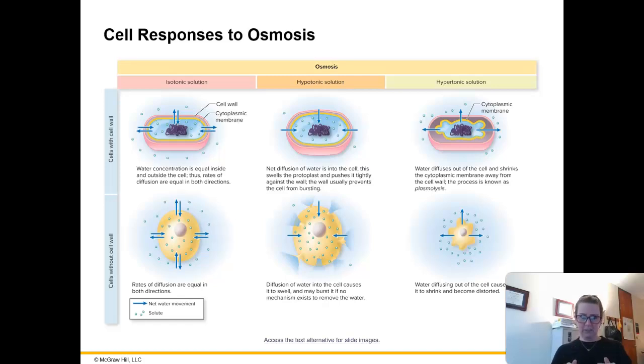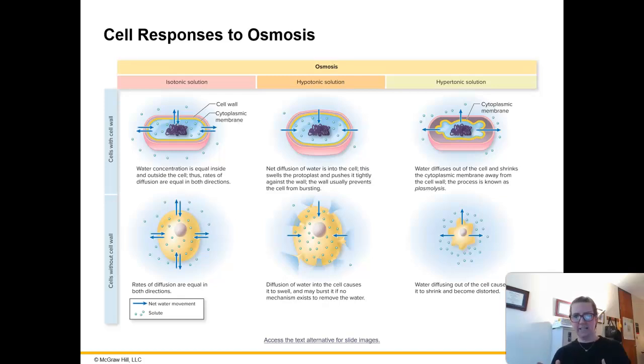But take a look at the cell without the cell wall in the figure below. If this is like an animal cell, what's going to happen is our cells, when they take up too much water, are going to explode. So essentially, that's due to the differences in tonicity, with cells being put in a hypotonic solution.